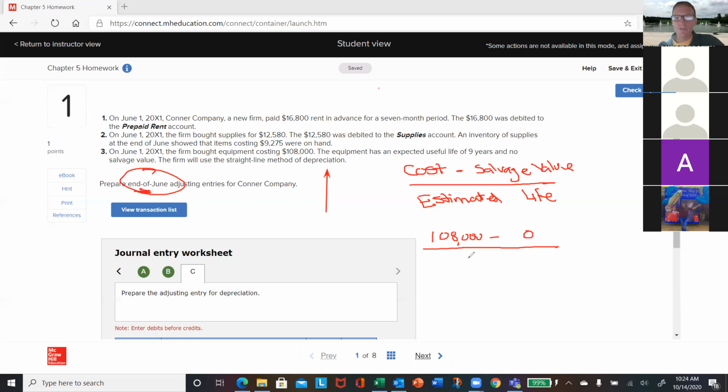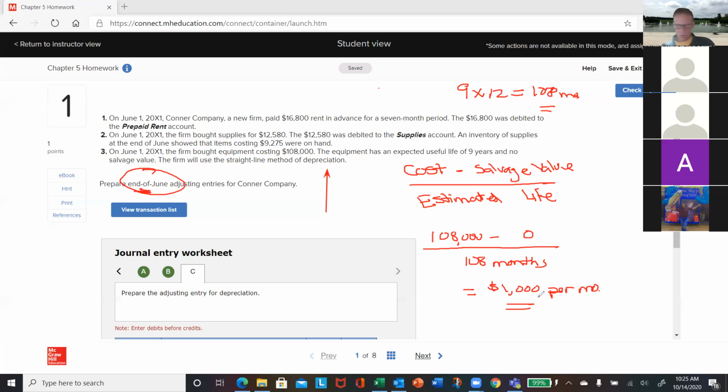So if you got 9 years and there's 12 months in a year, that would give you 108 months. So again, I just take 9 times 12. That just means that there's 108 months here. Just take 108,000 and divide by 108. And if you do that, you're going to get $1,000 per month. Okay. So what I'm saying is that $1,000 is how much you're going to allocate to expense for the month of June.